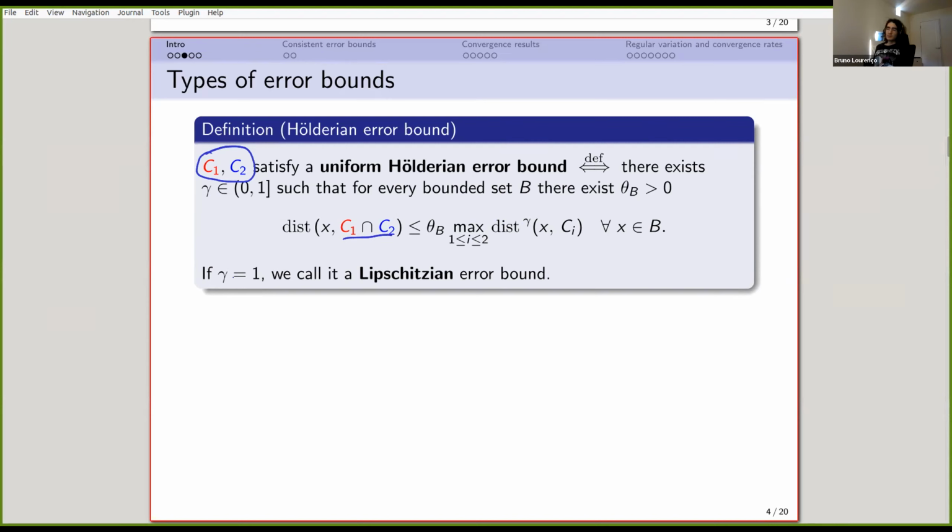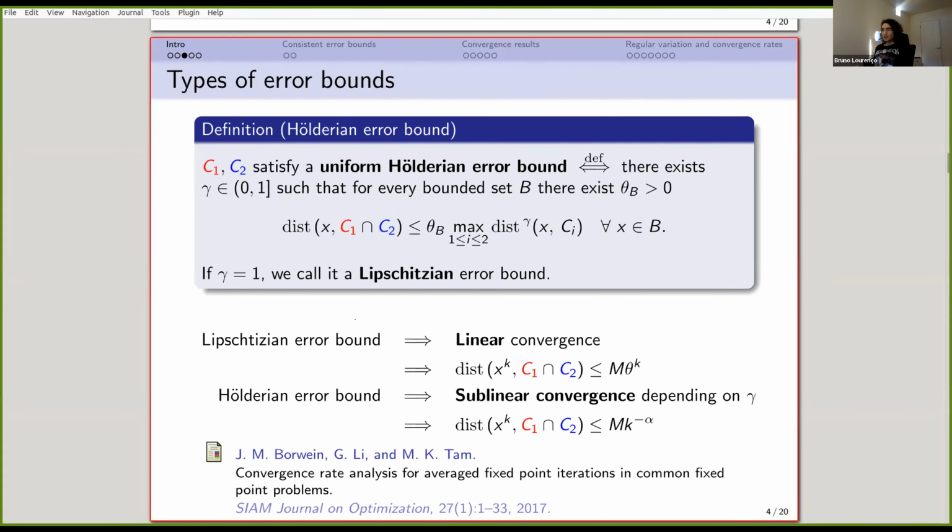In particular, if we have gamma equal 1, this is what's called a Lipschitzian error bound. Now, the typical pattern is more or less like this. If you have two sets and you have a Lipschitzian error bound between them, and your method is not too strange, you are ensured to have linear convergence. So your convergence will be something like this: at each iteration, we'll be able to reduce the distance to the intersection by something like this. And if you have a Holderian error bound, typically you have a sublinear convergence depending on gamma. And this alpha will be an exponent that depends on this gamma here.